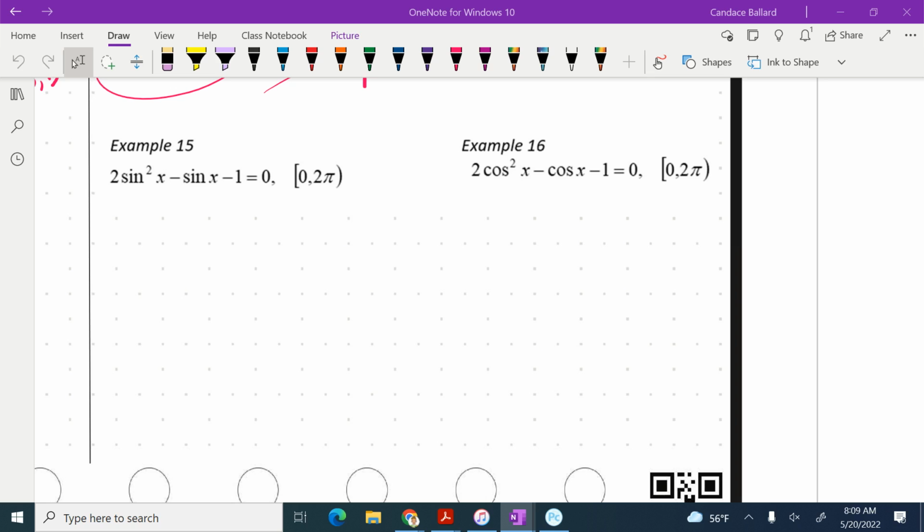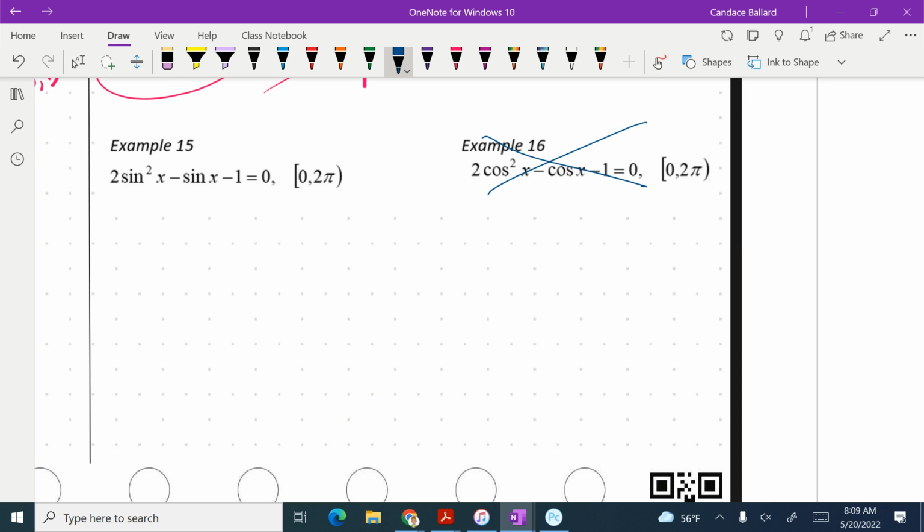So let's see. I'm going to skim really quick what we got here. Okay, so we're not going to do example 16. If you need the extra space, we're going to cross out 16. It's the exact same problem as 15. It just has cosine instead of sine. If we can do 15, we can do 16.